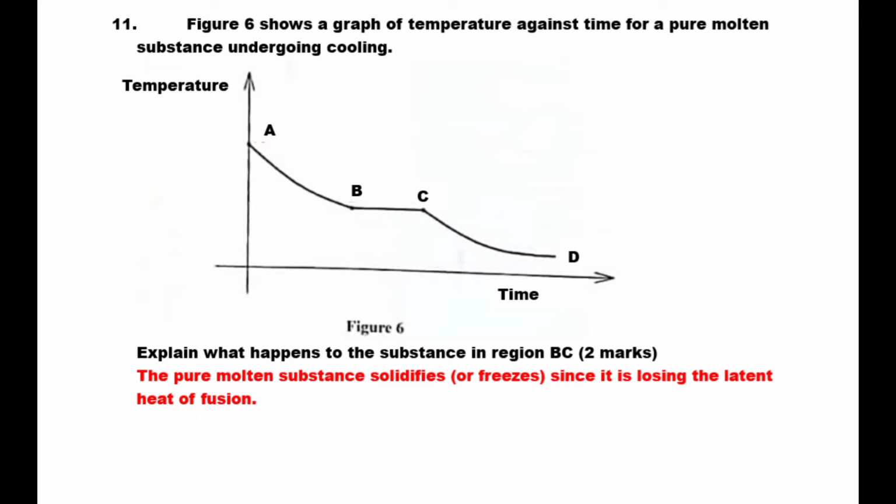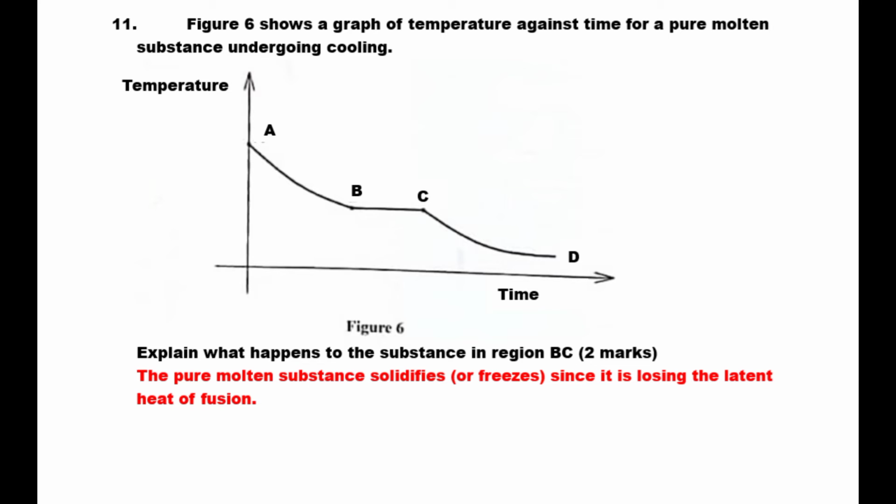So if you look at the temperature, it is dropping from A to B, then B to C it is constant. That means the substance is now solidifying. In other words, that is the freezing point. So in other words, BC, the molten substance freezes or solidifies since it is losing latent heat of fusion. You've got to give the two answers so that you get the 2 marks. The pure molten substance solidifies since it is losing latent heat of fusion.